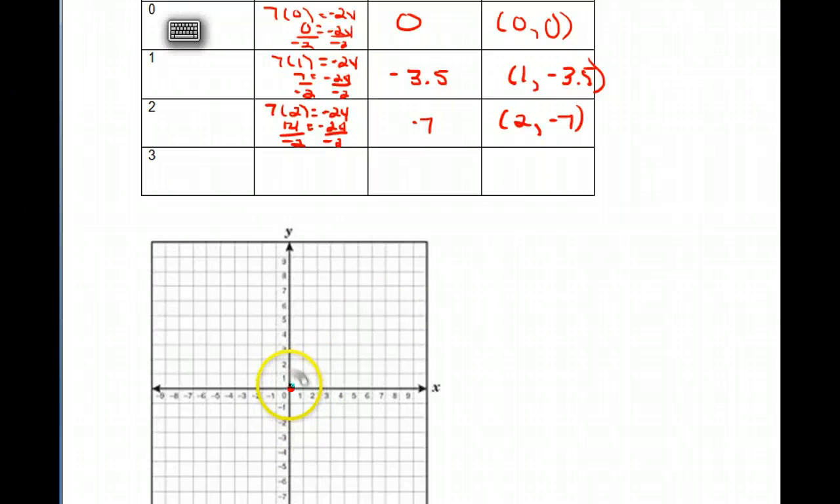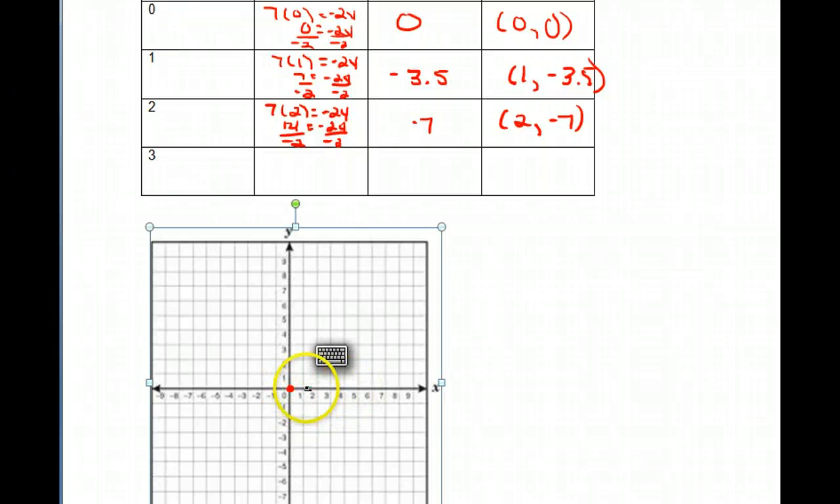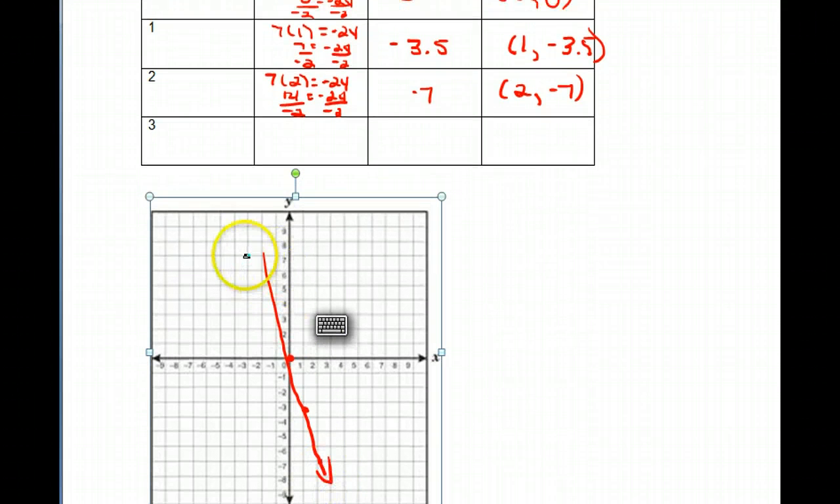We have point 0, 0. We have ordered pair 1 and negative 3.5. And then we have ordered pair 2, negative 7. We want to confirm that our points make the straight line. Go ahead and add our arrowheads on once we are done.